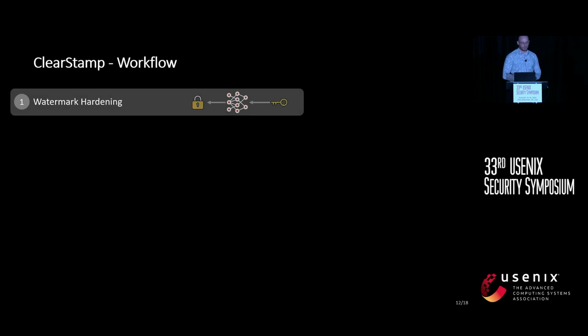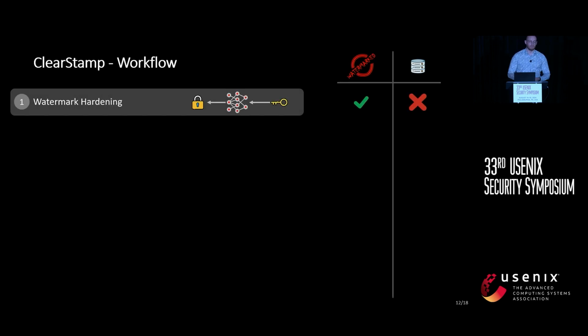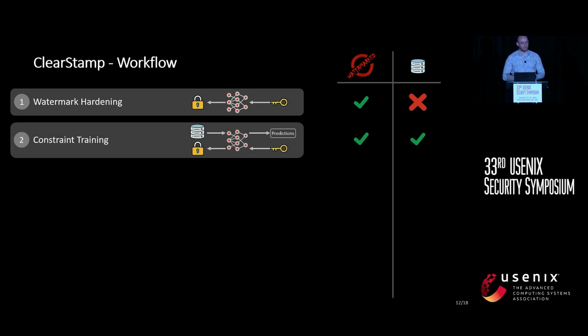So now that you know what transposed training is, I will tell you the workflow of ClearStamp. So how do we embed the watermark into the model? First, we only train a watermark into the model. We call this watermark hardening. So we have a model that has a watermark embedded but has no main task. Afterwards, we have a constrained training phase where we train the main task, and we keep the watermarking behavior in the transposed training as a constraint during training. So we train the main task, and the watermark will survive this.